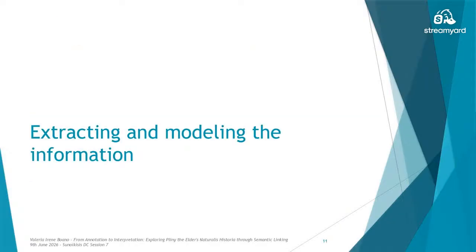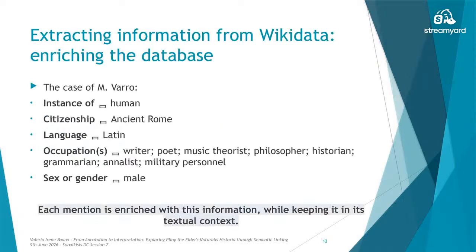So at this point, we reach the moment where we bridge between the annotation and the interpretation. So we discuss the extraction and modeling of the information. So when I extracted my information from Wikidata, I chose to extract the instance of property, which regards the type of entity, the citizenship, the language, the occupation, and the sex or gender.